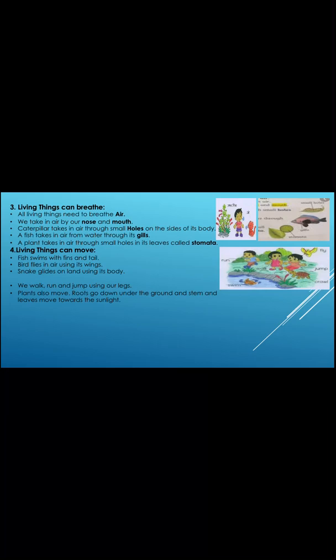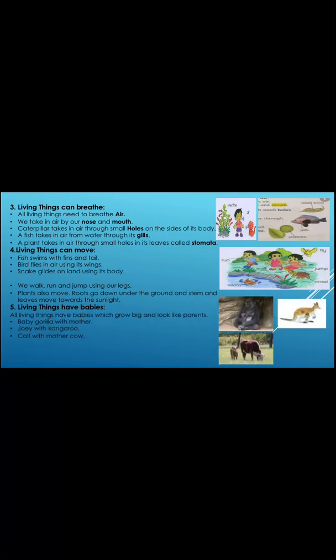Number 4, characteristic of living things: they can move. Fish swim with fins and tail. Birds fly in the air using their wings. Snake glides on land using its body. We walk, run and jump using our legs. We can move from one place to another with our legs. Plants also move. Roots go down under the ground and stem and leaves move towards the sunlight. Some plants also show movement. For example, sunflower moves in the direction of the sun.